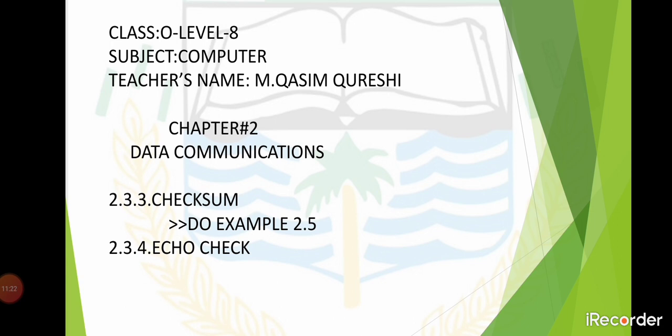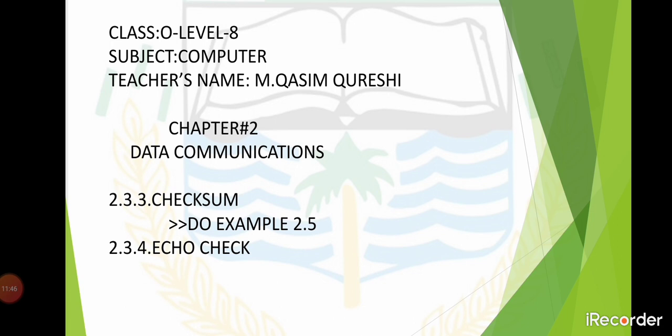This calculated value is then compared to the checksum transmitted. If they are the same value, then the data was transmitted without any error. If the values are different, then a request is sent for the data to be retransmitted. Now we move on to the last one, the echo check.